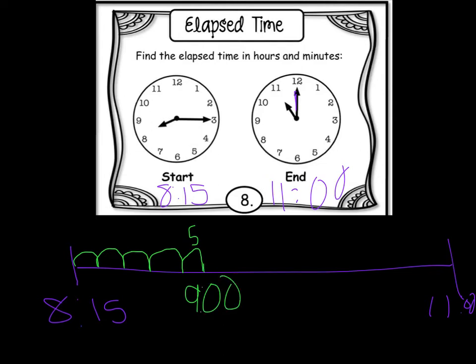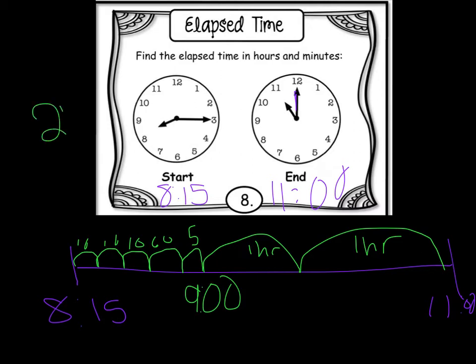Now I just need to get from 9 to 10 and 10 to 11. So this is an hour right here, 1 hour. And this is an hour right here, 1 hour. I know that each of these are 10 minutes. So the total amount of time that has passed is, I'm going to write it over here, 2 hours and 10, 20, 30, 45 minutes.